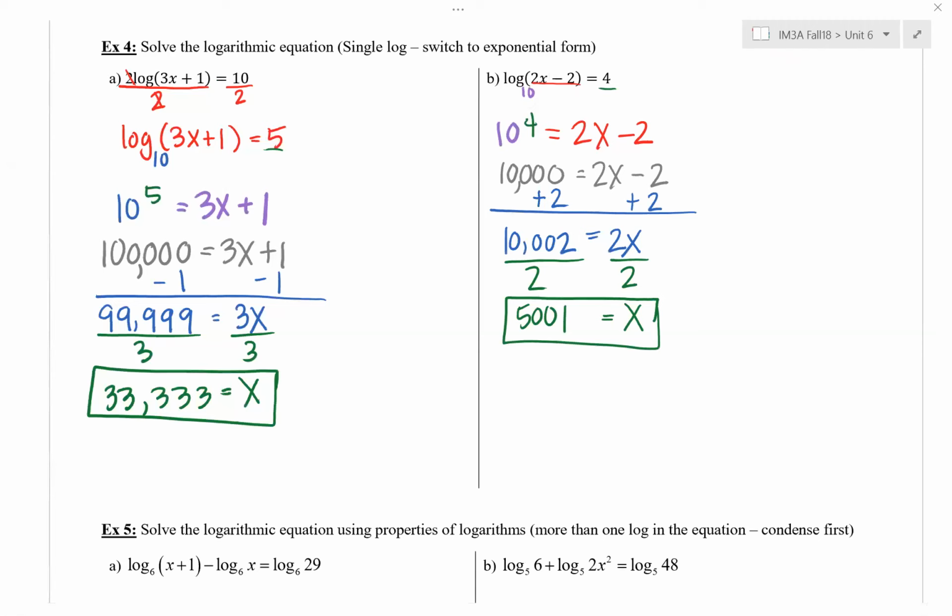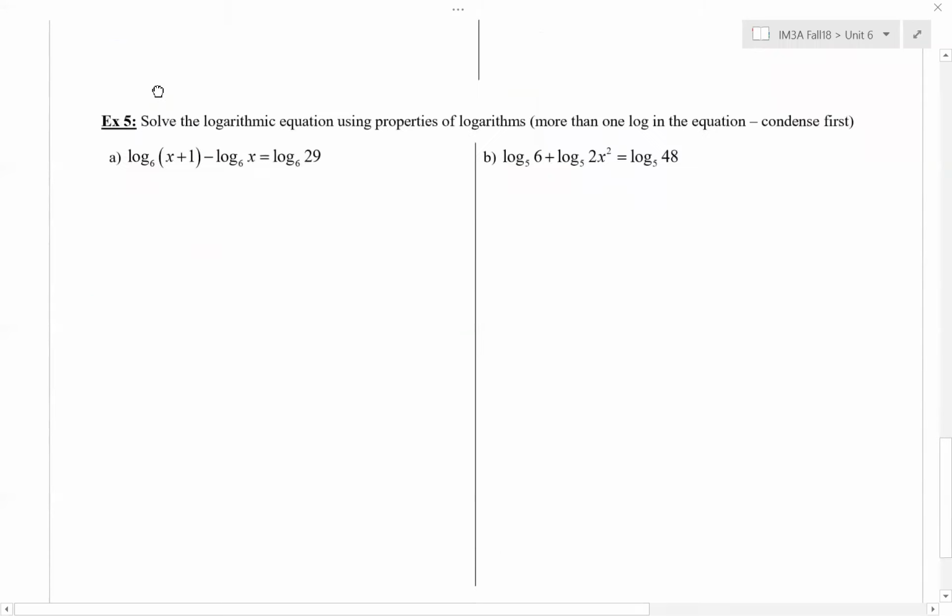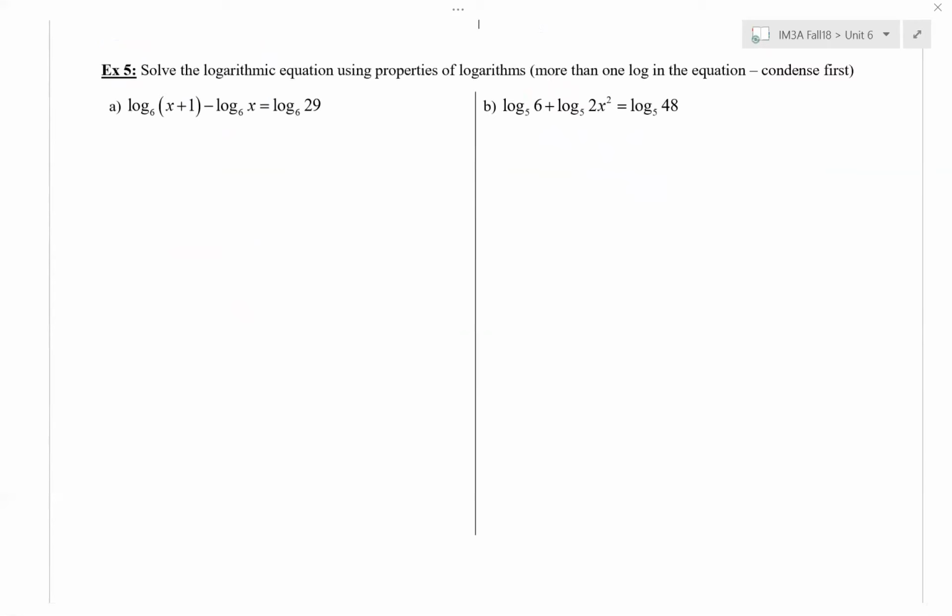When we have multiple logs, we actually want to condense before we do this to solve, okay? So what we're looking at here is we actually have logs on both sides. And so what we want to do is condense our logs first, meaning if I'm subtracting logs, I turn it into division. If I'm adding logs, I turn it into multiplication. Okay, so this minus tells us we're going to make it into a quotient. We're going to use our quotient property. When I have a sum like this, that tells us we're going to use our product property.